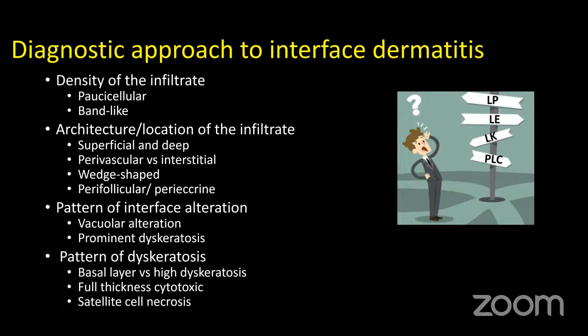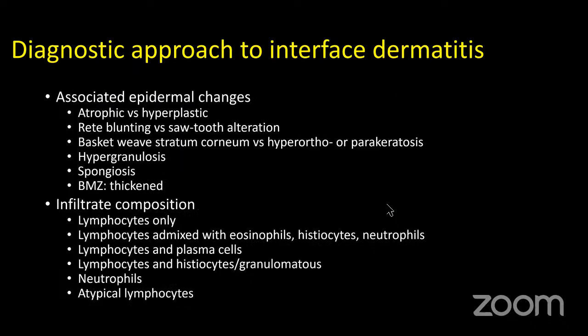The pattern of the interface alteration, is it just sort of a mild vacuolar alteration? And again, I'm going to give you examples of this. Or is there a lot of dyskeratosis or cytologic damage? Is the dyskeratosis full thickness? Is there complete necrosis of the epidermis? Is there what we call satellite necrosis, where you have lymphocytes approximating the dyskeratotic keratinocytes? So these are different things that we look at.